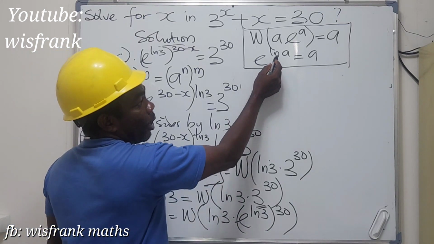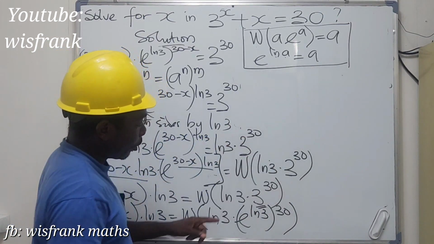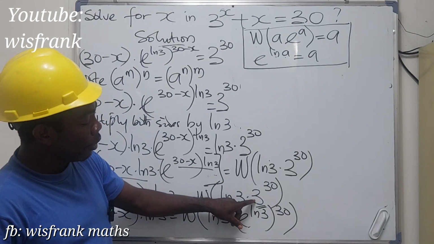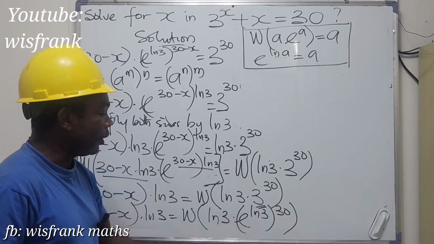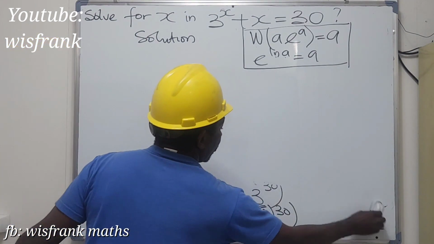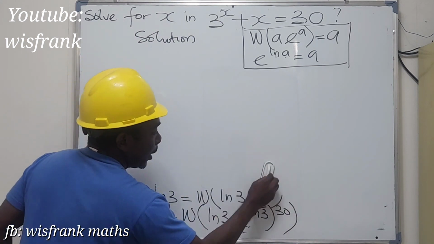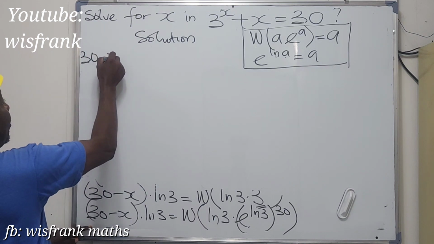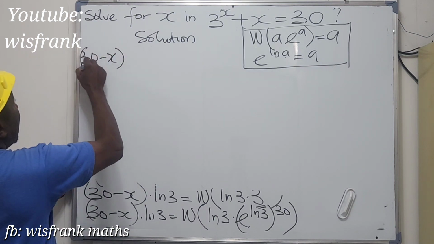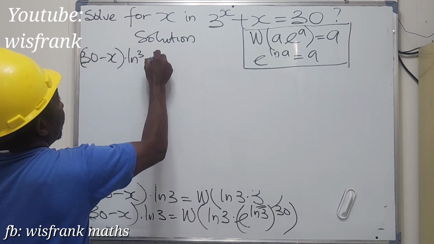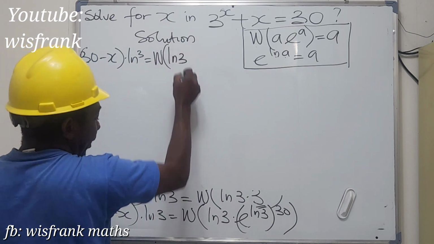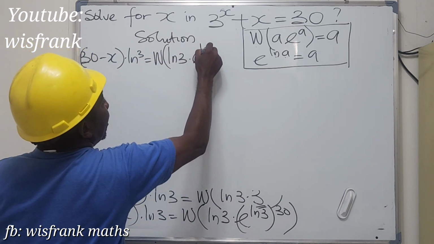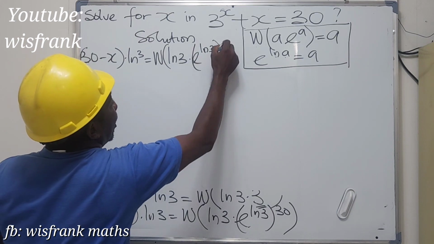Because e to the power of ln of a equals a, we are substituting this in the place of 3. So that's why we have this. So we need to clean this. Let's transfer this. We have here 30 minus x times ln of 3 equals the Lambert W function of ln of 3 times e to the power of ln of 3, then all to the power of 30.